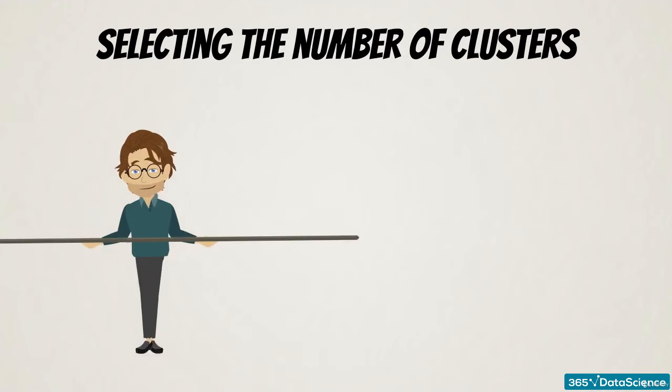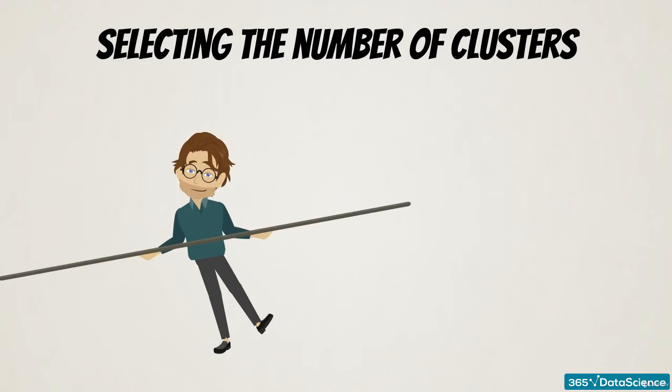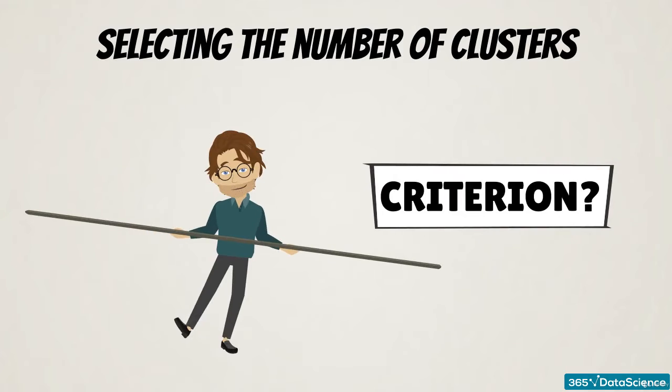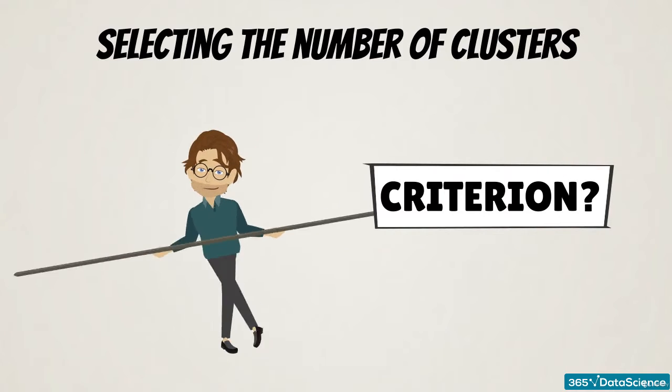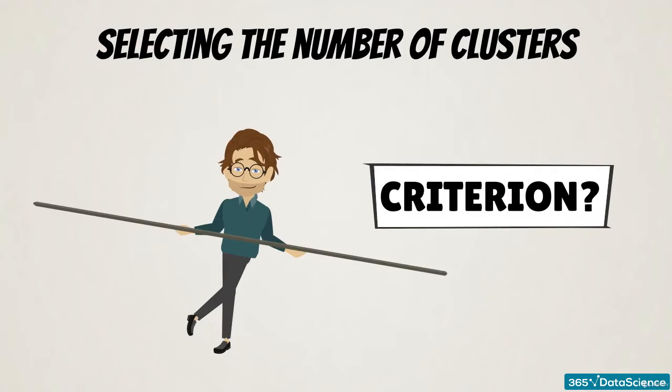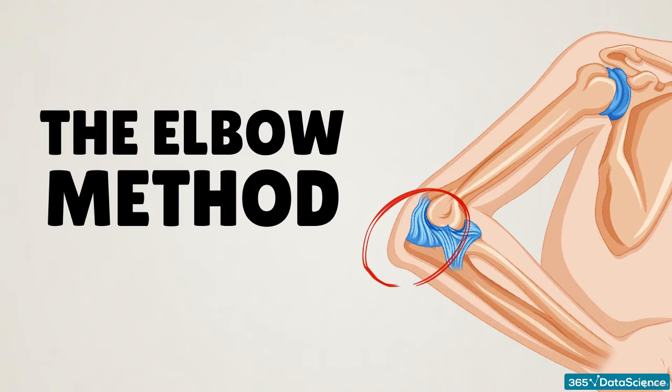We've been juggling with the number of clusters for too long. Isn't there a criterion for setting the proper number of clusters? Luckily for us, there is. Probably the most widely adopted criterion is the so-called elbow method. What's the rationale behind it?